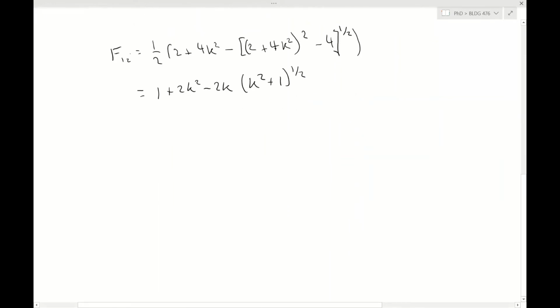Okay, so now is the part where we're going to actually try to find F13, which was ultimately what we were looking for in this problem. And remember that F13 is just 1 minus F12. This is our summation law. So 1 minus, and then in brackets, this.